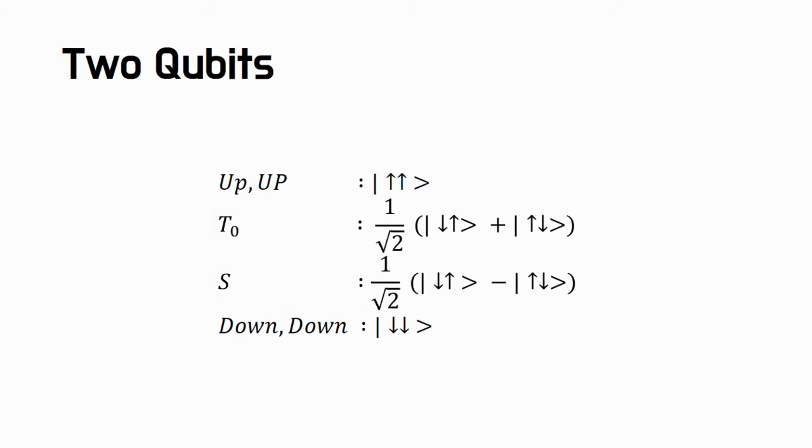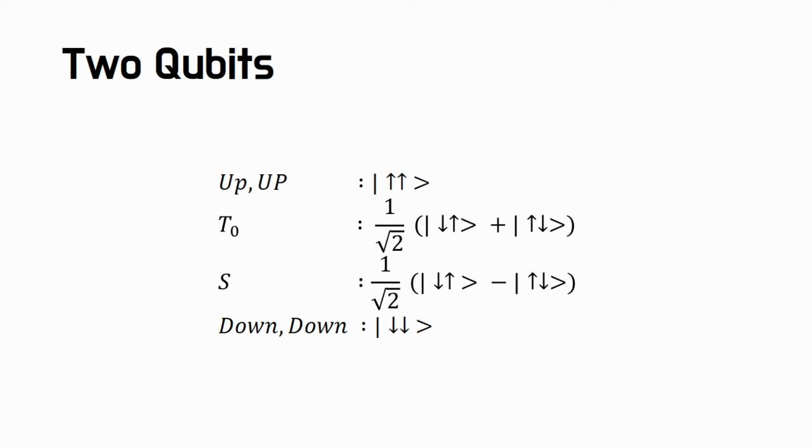Next, I will briefly talk about the 2-qubit case. We have 4 quantum states: up state, T0 state, singlet state, and down state. The reason we describe them with the T0 and singlet states is that there is no natural state for 2 qubits that presents down up or up down. Because they are coupled, fixing one electron in a different state from the other is impossible.